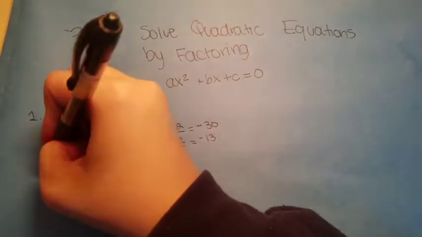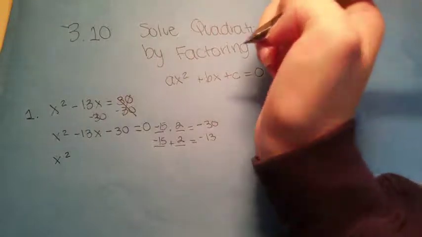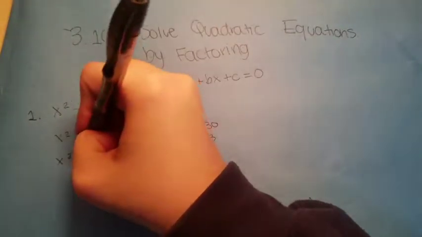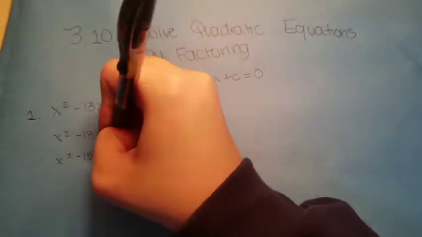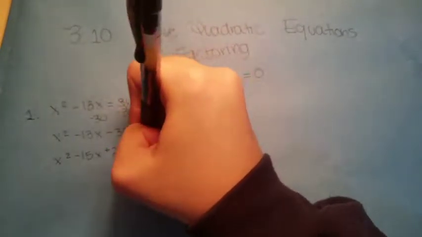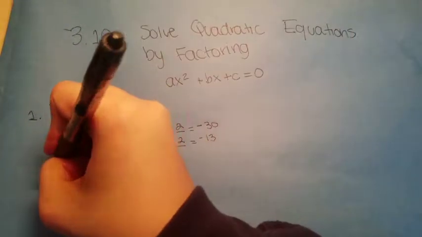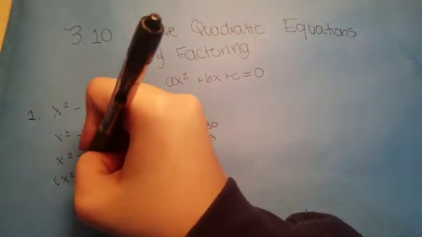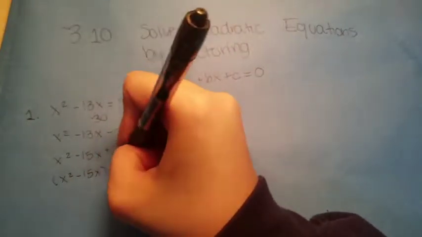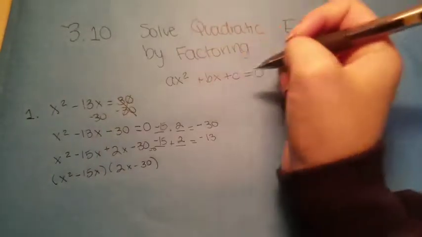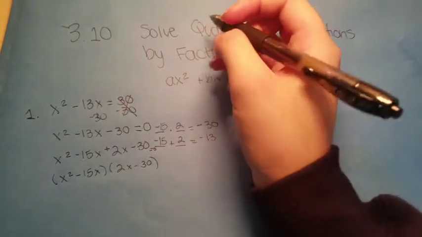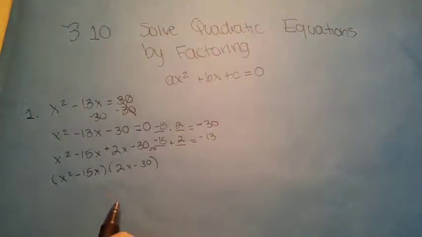Okay, so then you would put them in to replace negative 13x. So it would be x squared minus 15x plus 2x minus 30 equals 0. Okay, so then you would pair them up. So pair up x squared minus 15x together and 2x minus 30 together. And then you would find a common factor. I don't know, that's what I call them. So you will find a common factor for each of these two.